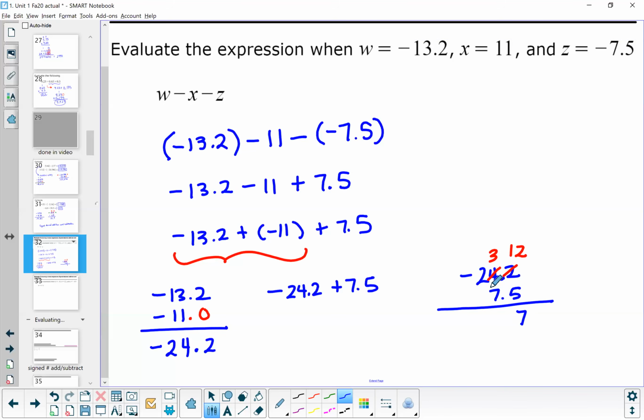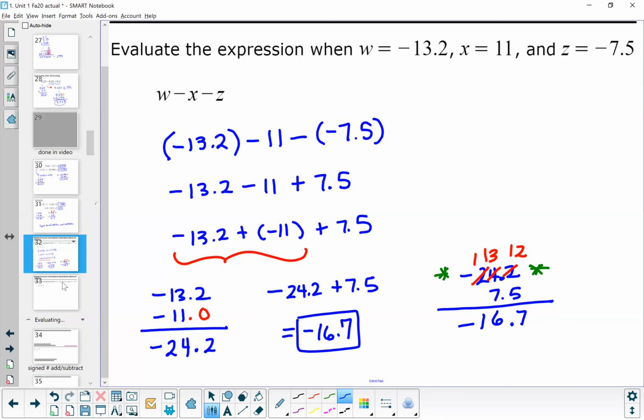Okay, 3 minus 7, I need to regroup again. So 2 becomes 1, and then the 3 becomes 13. Okay, 13 minus 7, I get 6, let's bring down the decimal point, and then 1 minus nothing, 1. My sign is going to be from this top number, which is negative. So our answer is negative 16.7.